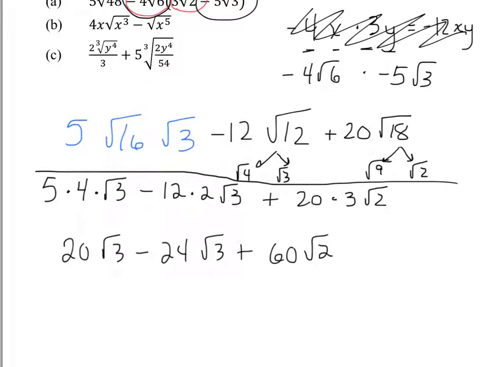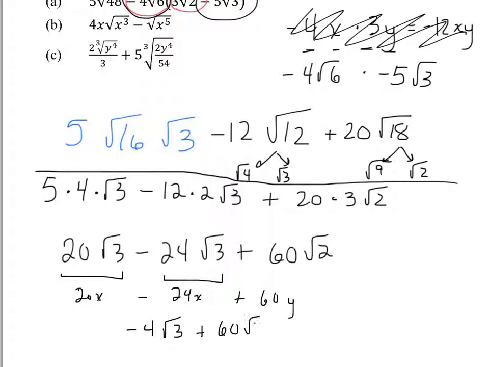How can I combine these? What terms can be combined? And think of them as variables. Remember, only like terms. The 20 radical 3 and the negative 24 radical 3. Yeah, the first two terms only. Okay, these two are like terms. So it's really 20x minus 24x, right? This is like 20x minus 24x and then plus 60y. That's what I'm thinking about. It's not really what's happening, but I'm thinking that way. So 20x minus 24x would be negative 4x. So negative 4 radical 3 gets carried down plus 60 radical 2.